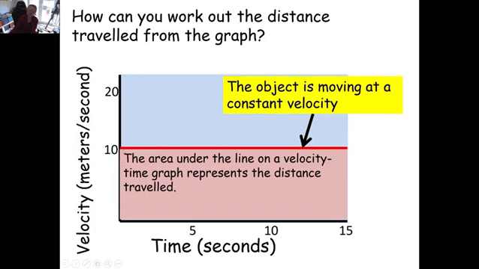Well, how? Because when we did our calculation, we multiplied 10 meters per second by 15 seconds, and that gave us a distance of 150 meters. And that's exactly what we would do if we were working out the area under this graph. So this length would be 10, and this length would be 15, giving us a value of 150, in this case, meters. So the area under the line on a velocity time graph represents the distance travelled.